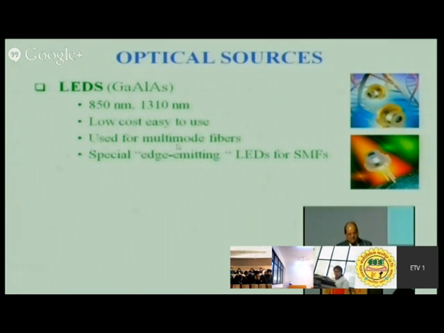Similarly, they are used for the multimode fiber because their line width is more. They have a spectral width of the order of 30 to 40 nanometers. As a result, we need a special type of LEDs like edge emitting LEDs. Most of our conventional LEDs are surface emitters. The spectrum is very broad, but for optical communication, we know the optical fiber core is around 10 micron in diameter. I need a very narrow source with very small line width. So you can use a special type of LEDs for the single mode fiber.